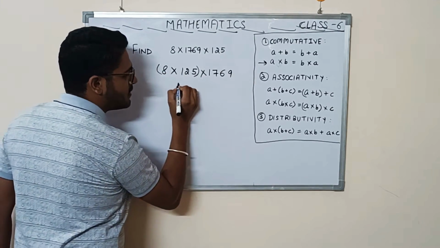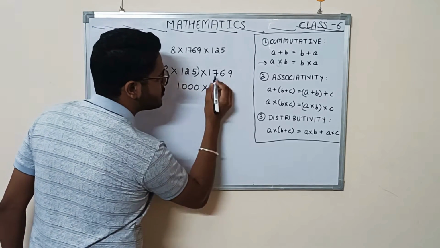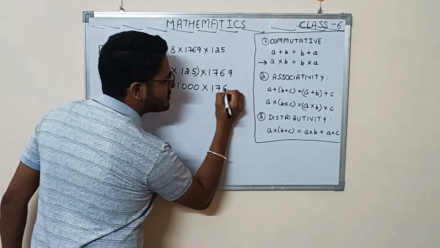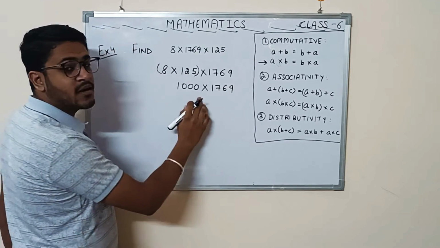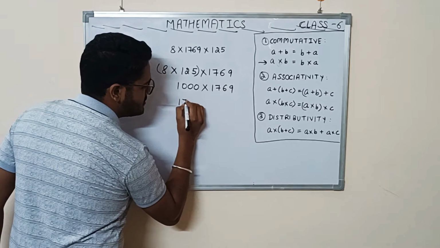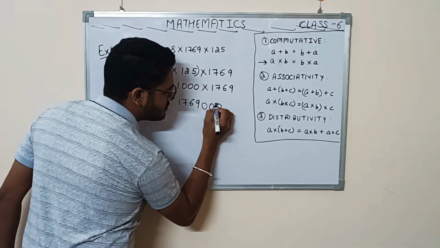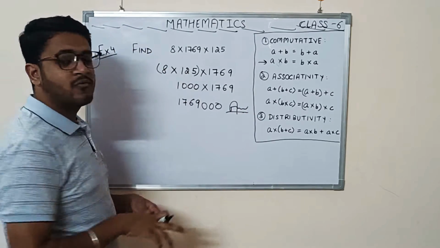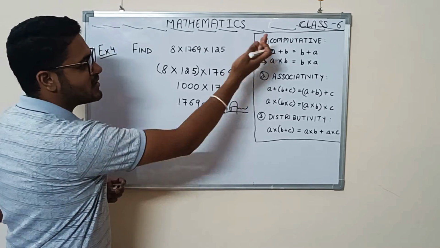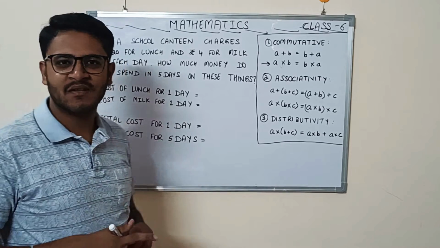125 into 8, 1000, 1000 into 1769, right? Now what will it come out to be? 1769,000. So this is how we made our calculation very easily using the properties of whole numbers, right? Now let's take another question.